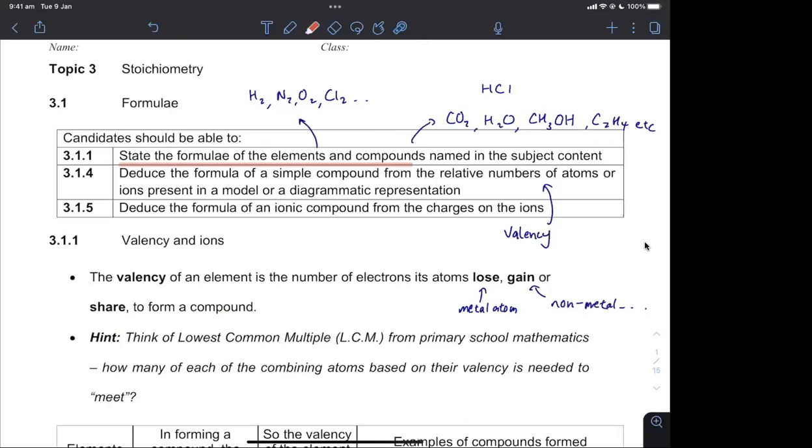I'm still going through the syllabus. Deduce the formula of an ionic compound from the charges of the ions. An ionic compound is uncharged. This is the most important thing. The compound is uncharged, so that means the charges must cancel out. Positive must combine with negative, so the charges must cancel out. That is the most important concept there.